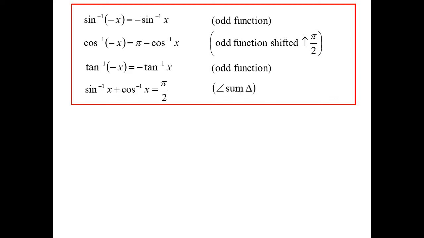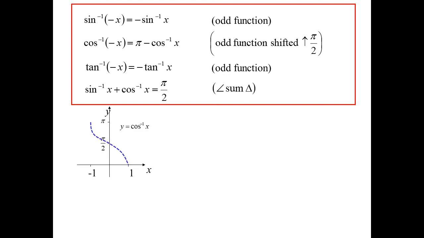And one other relationship, inverse sine of x plus inverse cos of x will be pi/2. Reason for that, you're basically talking about the angle sum of a triangle. Because if you think of a right angled triangle, one of the angles will be the inverse sine of x, and the other angle will be the inverse cos of x.